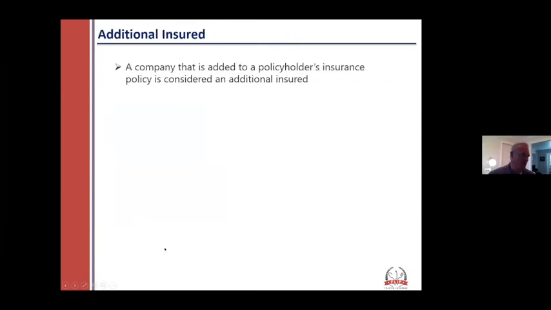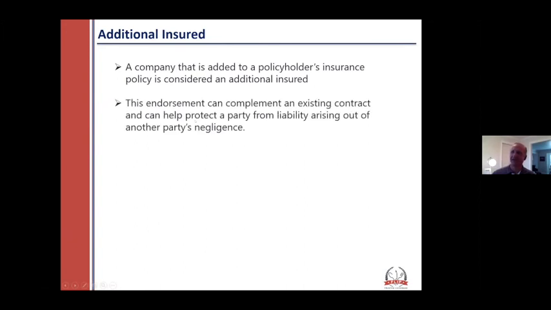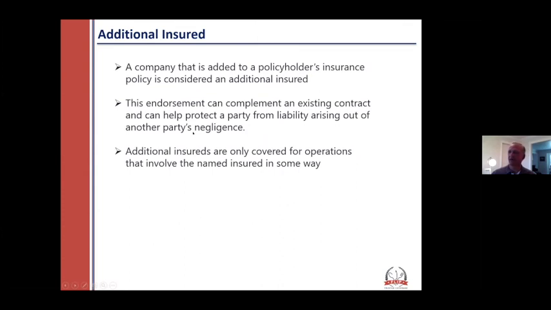So a lot of you have probably been requested to be named as additional insured, or other people have asked you to put them as an additional insured. So we're going to talk about what that is. An additional insured is a company that is added to a policyholder's policy. This endorsement can complement an existing contract and help protect a party from liability arising out of another party's negligence. And we'll get into that a little bit again and talk about how this will work. Additional insureds are only covered for operations that involve the named insured in some way.